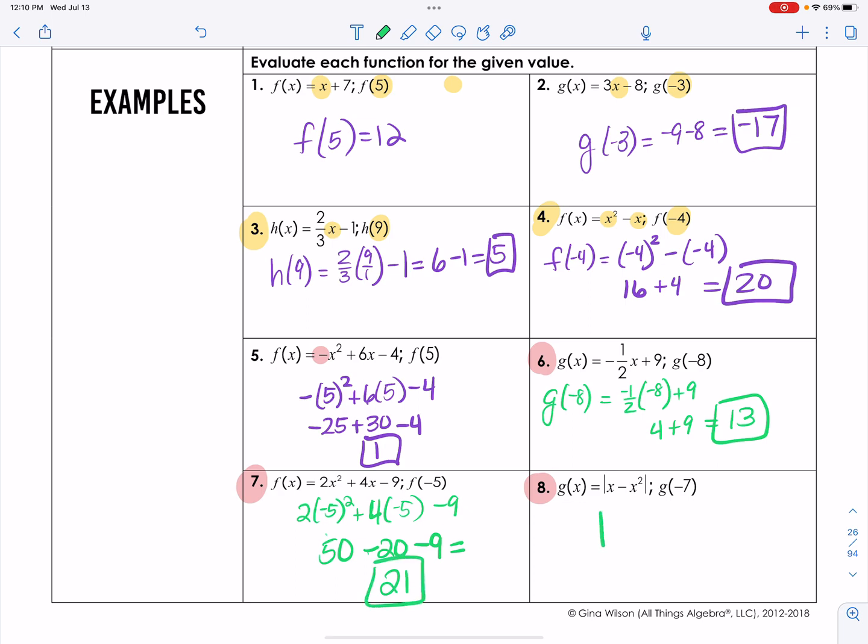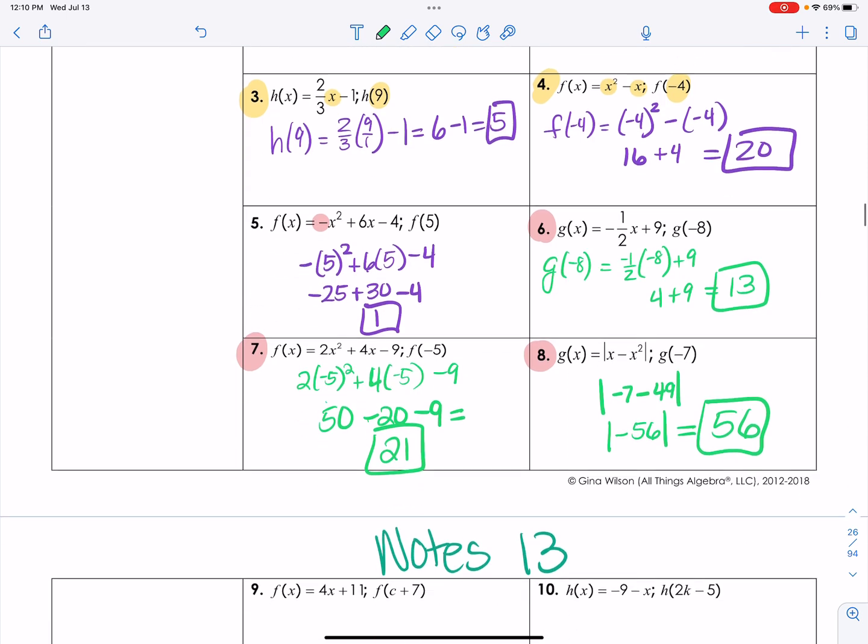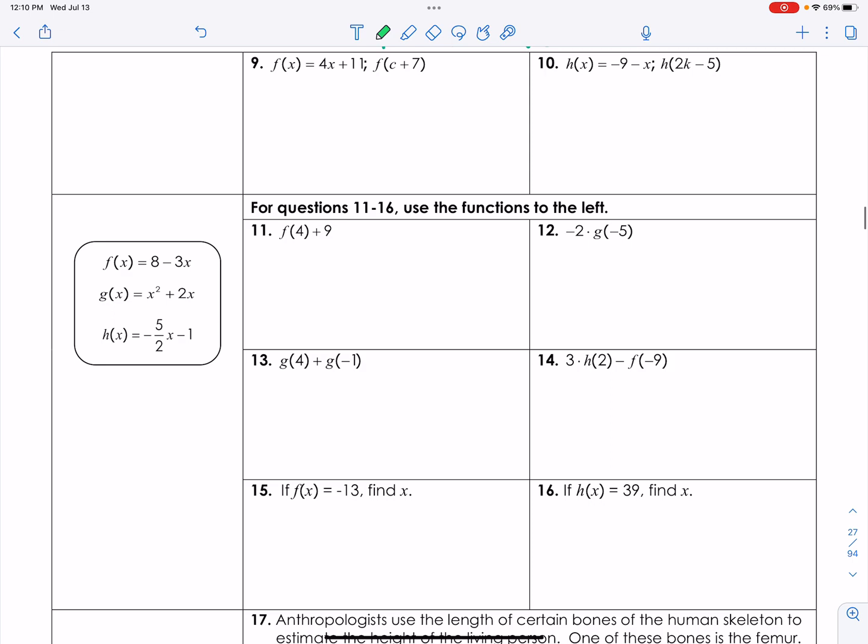Okay, so absolute value, negative 7 minus, what's a negative 7 squared? It is a positive 49. So inside of here, this is a negative 56, but then you're taking the absolute value, so your answer is 56. Okay. All right. So now we're going to move on to some more difficult ones.